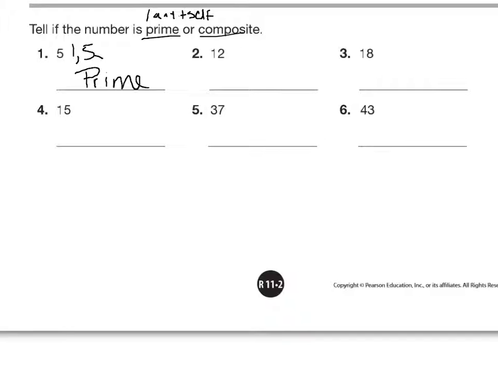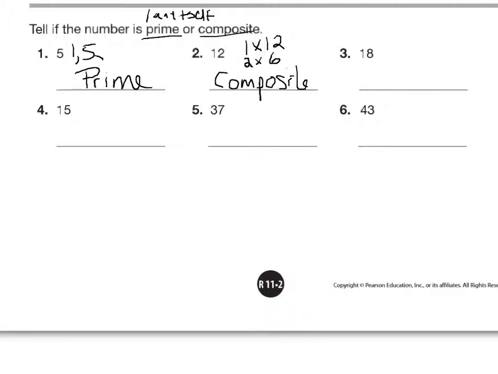Number 2, 12. We've got 1 and 12. Is there anything else? Yes, there is. You can multiply 2 times 6, and you don't even need to go any further than that, because once you know that there's at least one other arrangement that you can make, you know that it's not prime. So you can write composite here.